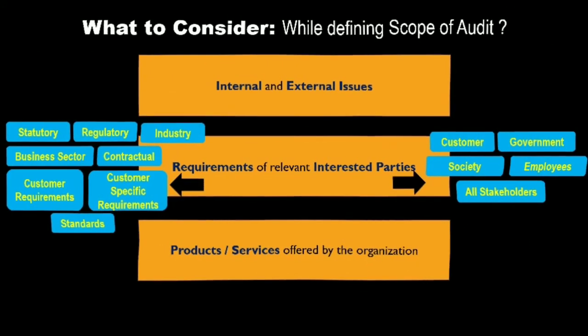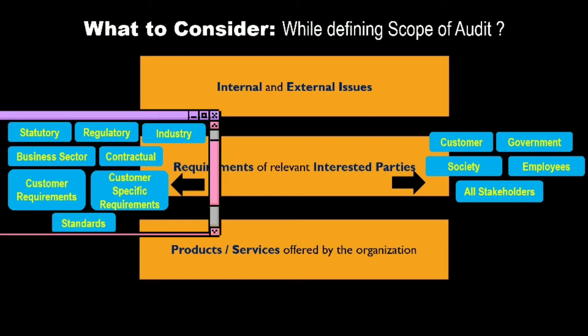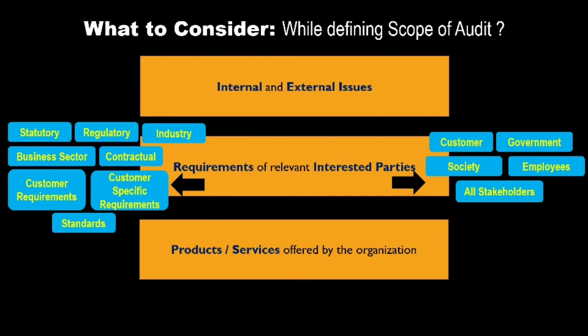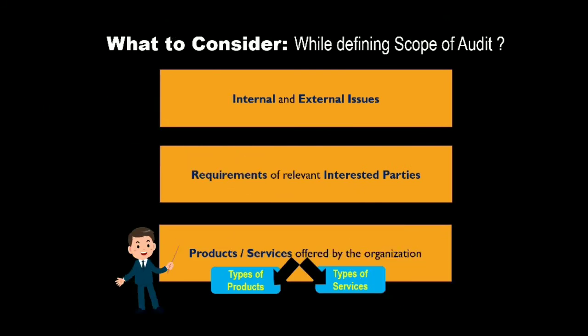All the requirements of the relevant interested parties like our customers, government, society and employees including all stakeholders are to be considered. The requirements may be statutory, legal, industry-specific, business sector-related, contractual, customer requirements, customer-specific requirements, or the requirement is mentioned in the standard. Also, while defining the scope, the types of products and services that are offered by an organization, division, department, or a section need to be accounted for. This may also decide some additional points that need to be checked or audited.